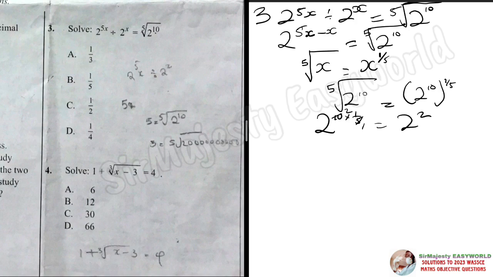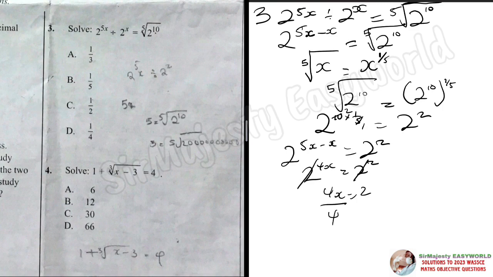So I'm going to use it in the equation. That will be 2 raised to power 5x minus x is equal to 2 raised to power 2. So 2 raised to power 4x is equal to 2 raised to power 2. You can cancel out the bases. So that will be 4x is equal to 2. Divide both sides by 4, and we have x is equal to 1 over 2. So the correct answer to the question is C.